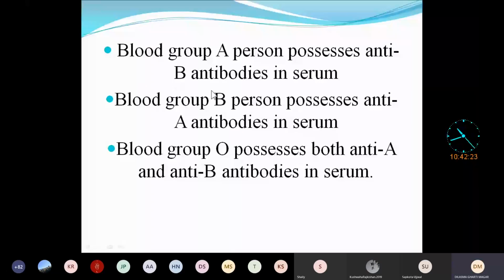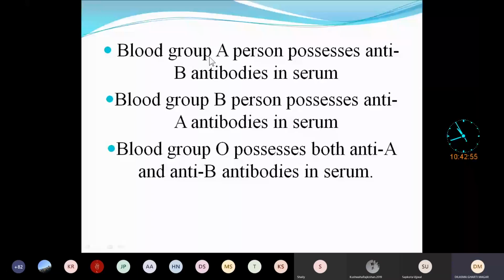Now you see the slide here, this blood group A person possesses the anti-B antibodies in the serum. The person will have the A antigen, but in the serum there will be an antibody, isn't it? So what antibody will be there? That will be the anti-B. If there would be anti-A, then what would happen? It will clot, isn't it? The antigen and the antibody will clump, so there will be agglutination, isn't it?